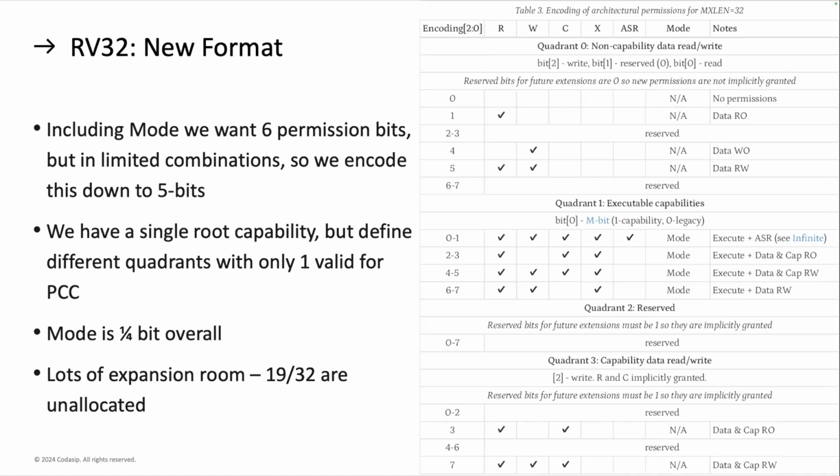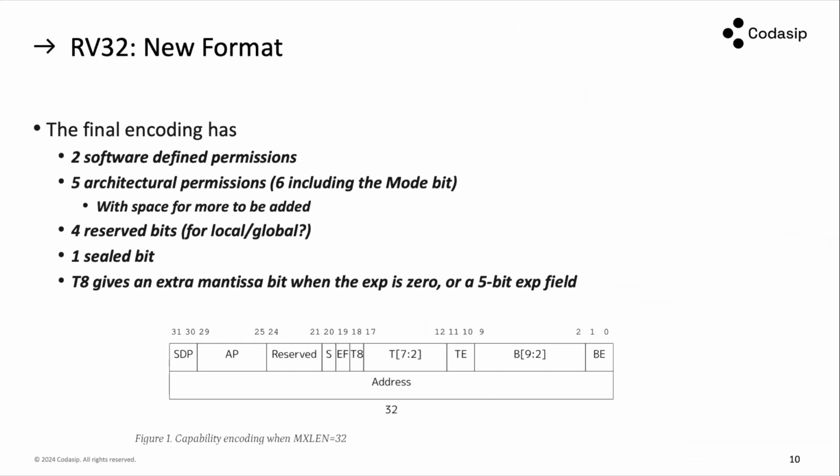And expansion room, we've allocated, we've got 19 left, well, actually, which has just gone down to 17. So we've got about half of it still to go. So we have a new format.